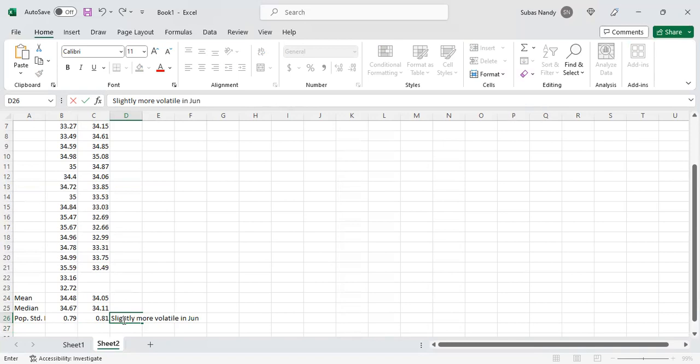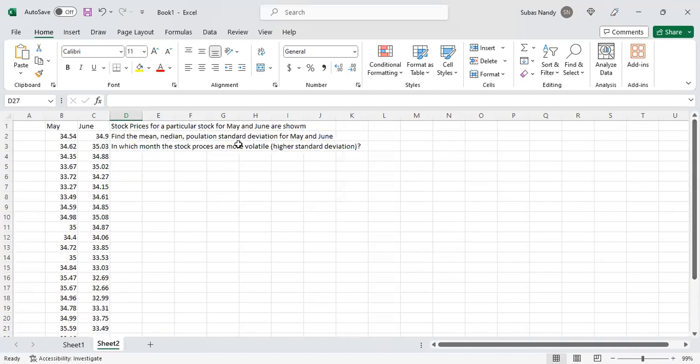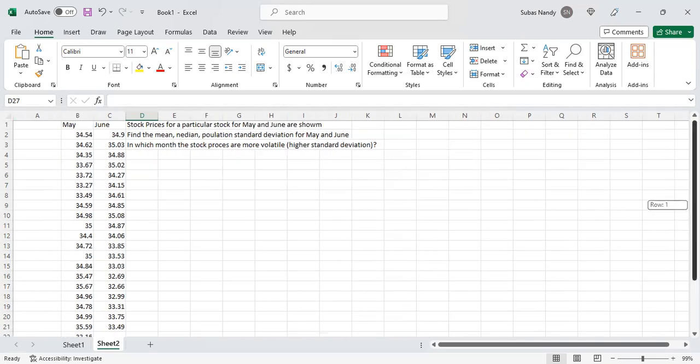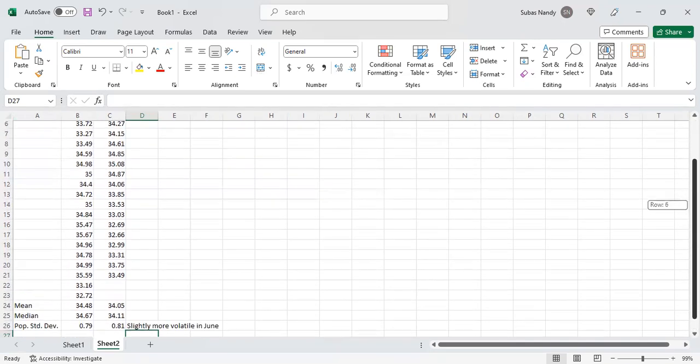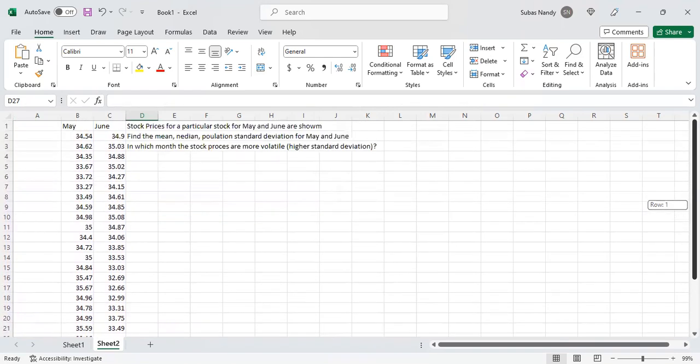So the important point to note here is that to calculate the population standard deviation, we will use the function equal to STDEV.P. P here stands for population. Okay. So I will make column A a little bit wider, so we know we are calculating the population standard deviation.